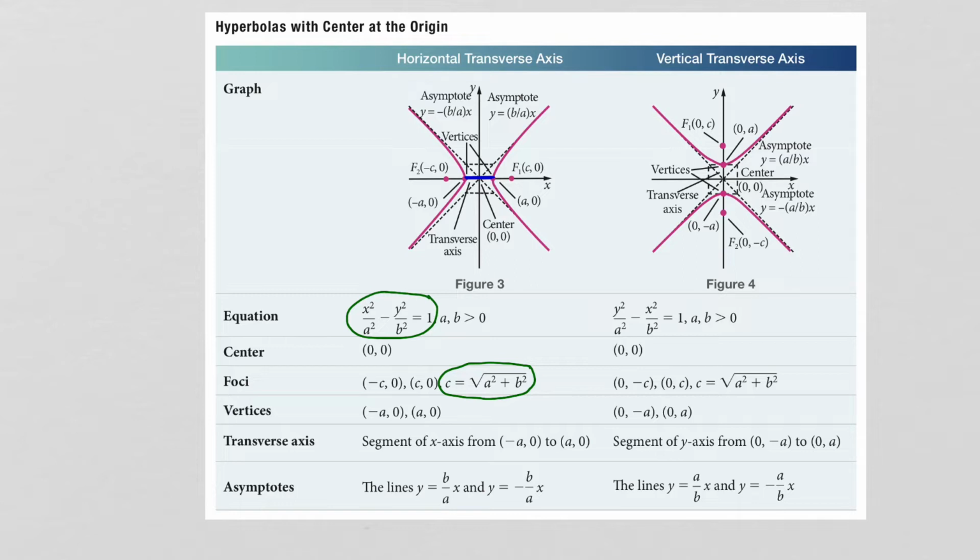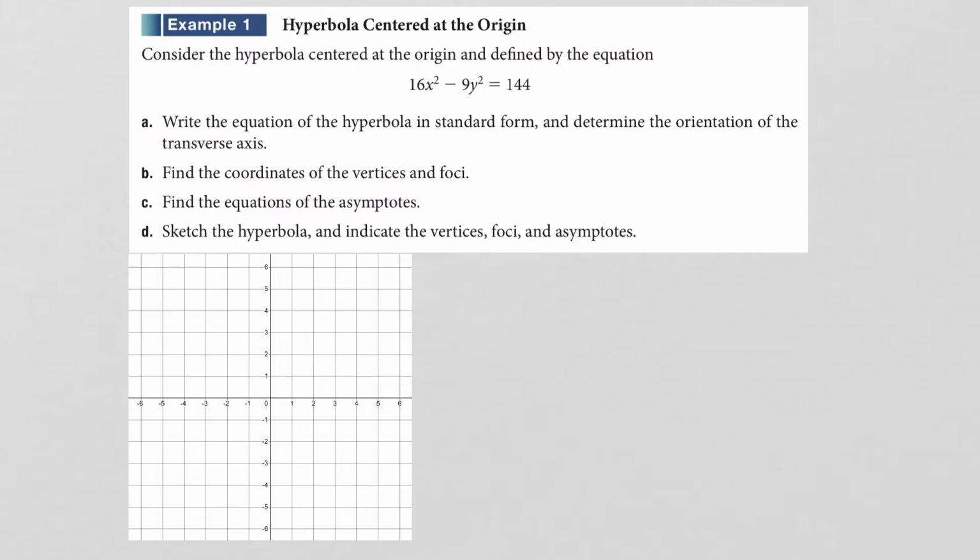So let's take a look at an example. In our first example, we want to graph the hyperbola given by this equation here, and we want to write the equation in standard form, determine the orientation of the transverse axis, in other words, is it horizontal or vertical? Find the coordinates of the vertices and the foci, find the equations of the asymptotes, and then sketch the hyperbola and indicate the vertices, foci, and asymptotes. Okay, so a lot to do here. First thing I want to do is just take the equation 16x squared minus 9y squared equals 144.